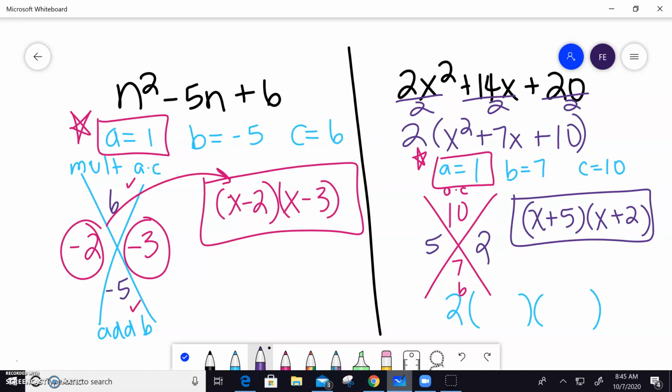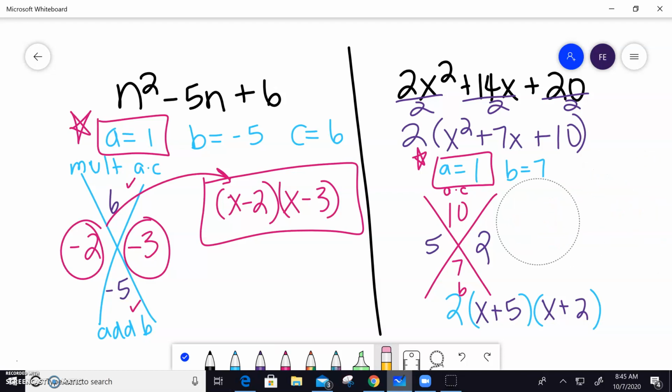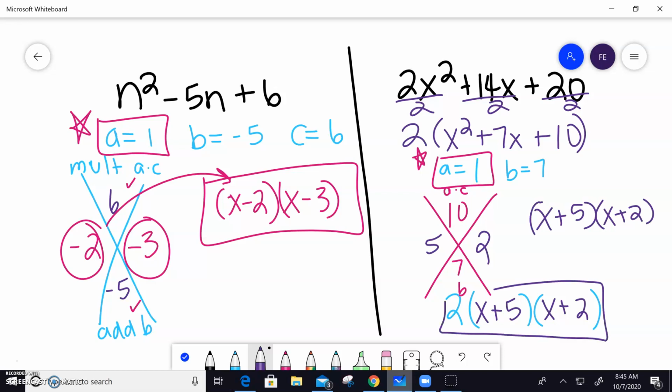Again, you can use the area model to check yourself, but, oops, sorry, I put a box around it too soon. I have to make sure that I have my 2 up front, so remember that GCF. It doesn't just go and disappear. There we go, I fixed it. I circled my answer too soon. I have to remember my GCF that I took out at the end.